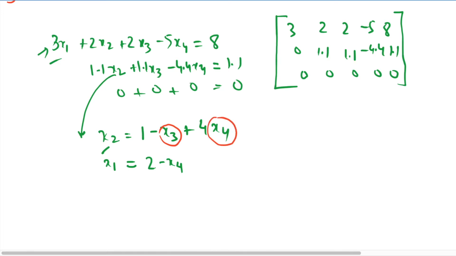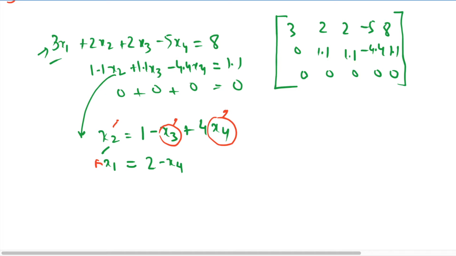Okay, and for unique values of x3 and x4, we will be able to generate unique values for x2 and x1. And since x3 and x4 are free to choose any value, in fact infinite number of values, as a result x1 and x2 will also have infinite number of values.